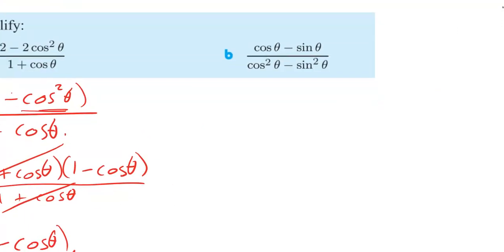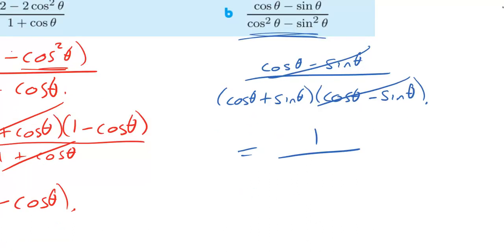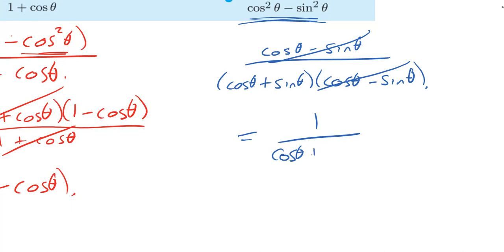Okay, in B, let's have a look and see if we can do this one in the same way. Again, it's a similar sort of thing. Watch out for the difference of two squares. We can keep the numerator the same and write cosine theta minus sine theta there again, but use the difference of two squares to write this out in factorized form. Cosine theta plus sine theta multiplying by cosine theta minus sine theta. Then we can cancel and we are left with 1 over cosine theta plus sine theta.